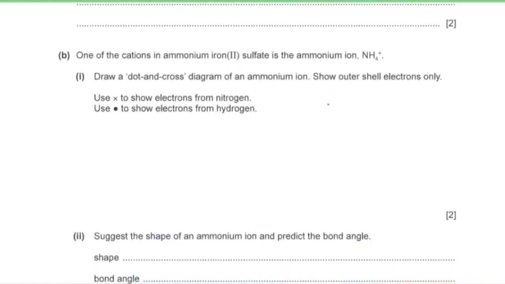Part B, one of the cations in ammonium iron 2 sulfate is the ammonium ion NH4+. Draw a dot and cross diagram for an ammonium ion. Show outer shell electrons only. So NH4+ has NH3 ammonia with covalent bonds within the molecule, and H+ ion having a dative bond with NH3.